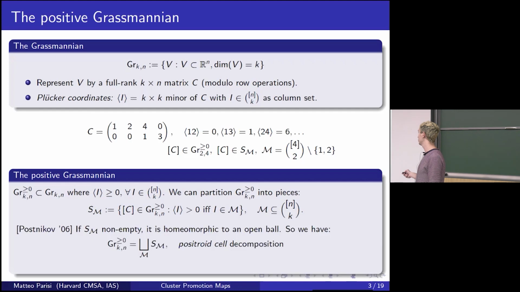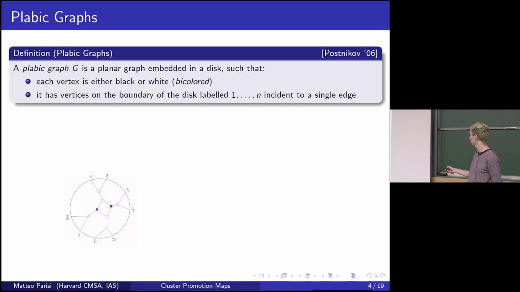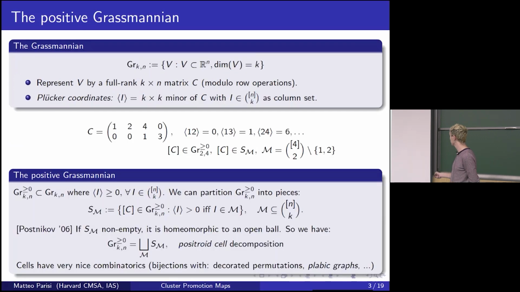But the nice thing is that Postnikov showed that whenever these pieces are non-empty, they are topologically very nice, and we have a very nice decomposition into cells called positroid cells. So the positive Grassmannian can be decomposed in this way. These cells have very nice combinatorics, in bijection with many combinatorial objects. For today, I will consider plabic graphs, which are useful for labeling these positroid cells.